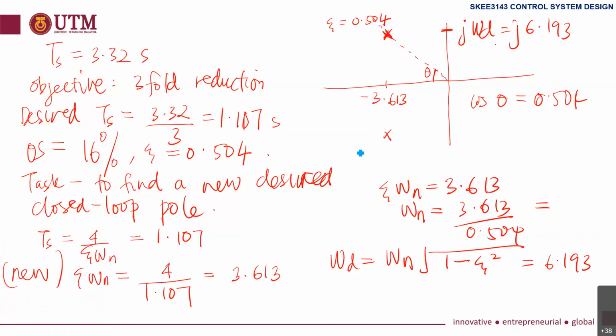Therefore, the desired closed loop pole is s equal to minus 3.613 plus minus j 6.193. Okay. So we need to find the desired closed loop pole to achieve the desired response. In this case, to achieve settling time reduced by 3 times.